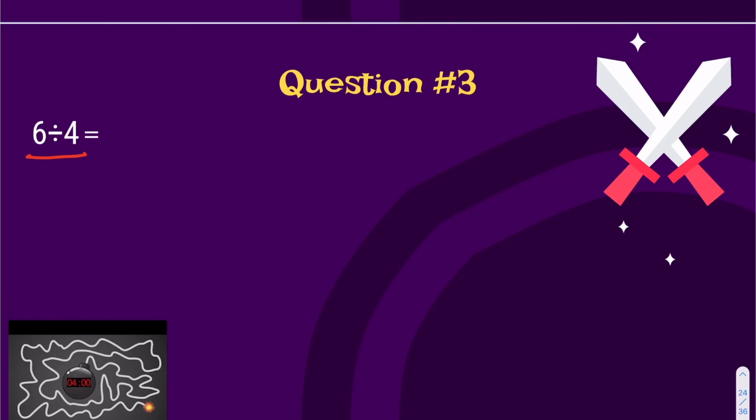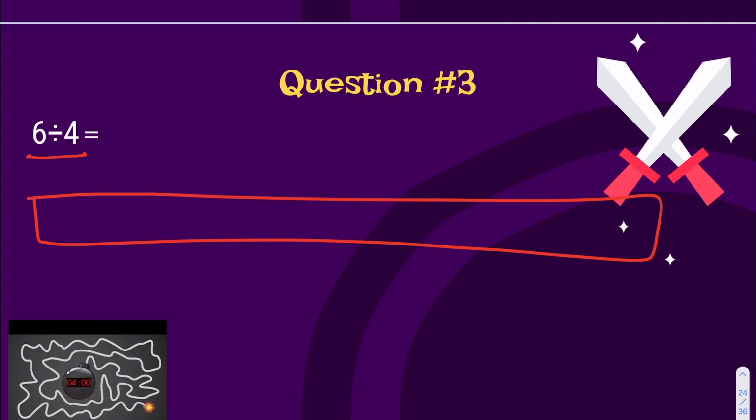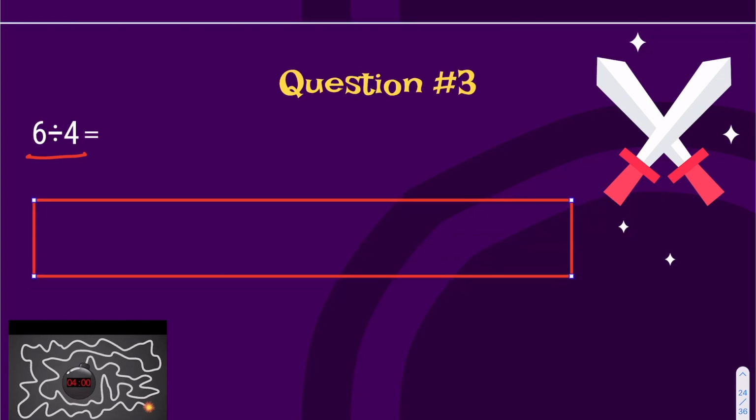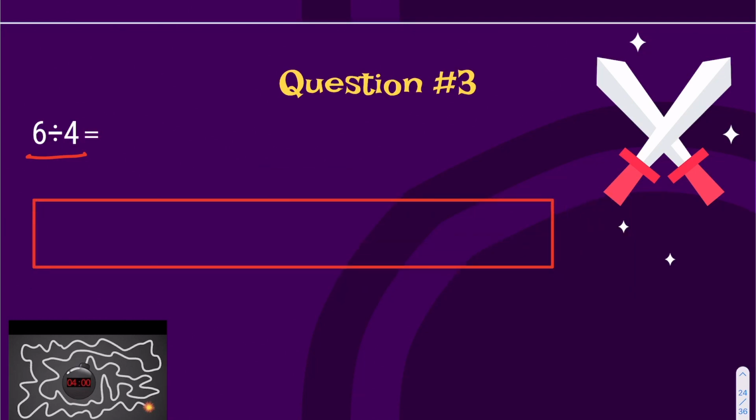Alright, let's go ahead and go over this last one with you guys. So the first thing that we're going to do is, like we did with the other ones, first draw out our 6. So I'm going to first cut this in half. And I'm going to cut those up into 3s. And there I should have 6. 1, 2, 3, 4, 5, 6. And that is what we have.